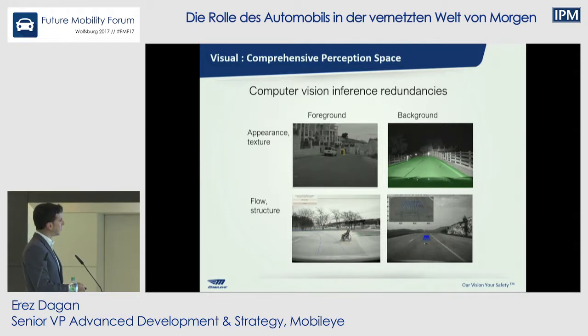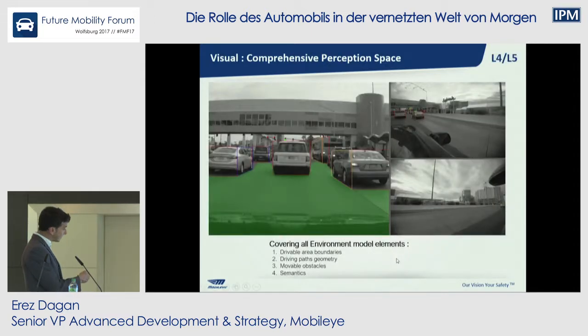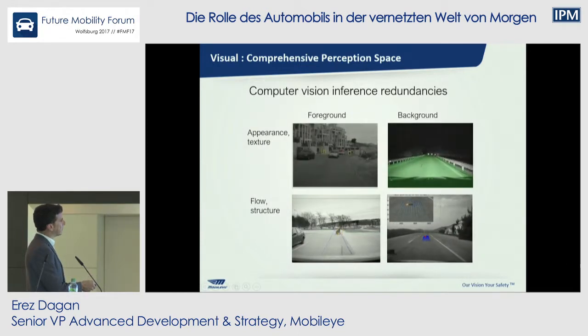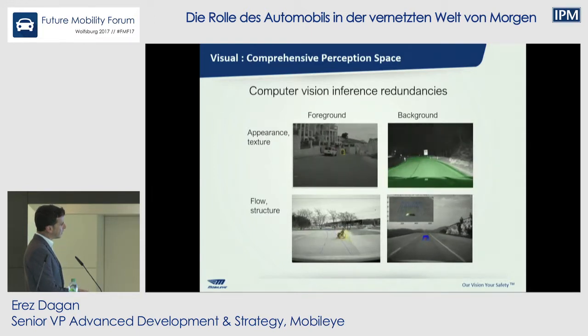Let's see if I can run it again. Probably not. Let's go back and run it again. So here it is. You can either analyze the foreground of the object by means of appearance analysis or by means of optical flow analysis. Then you have a sense of that object.